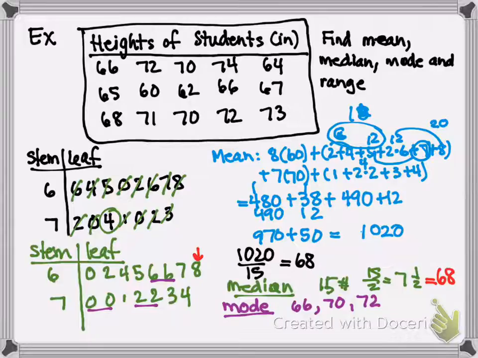How do I do range? That's the simplest of all of them. 74 is my largest, 60 is my smallest, and I subtract, and I get 14. How do you know the modes? Whatever leaves within a stem repeat the most, and they all had 2, so they all repeated the most. Okay. All right.